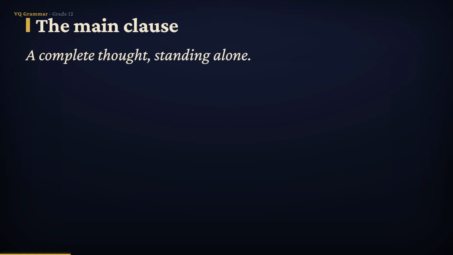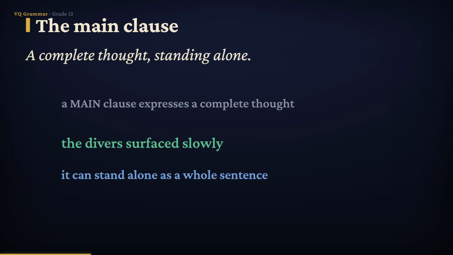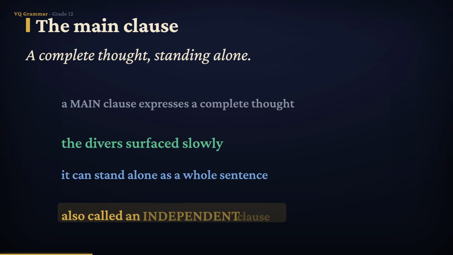Now let's meet the first kind, the main clause. A main clause has a subject and a verb, and it expresses a complete thought all on its own. Take "the divers surfaced slowly." There's a subject, the divers, a verb, surfaced, and the idea feels finished. You're not left waiting for anything more. Because it can stand by itself as a whole sentence, we also call it an independent clause.